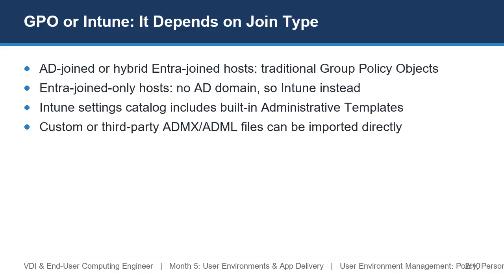Which policy mechanism you use depends entirely on how the session hosts are joined. AD-joined or hybrid Entra-joined hosts can pull traditional Group Policy Objects the same way any domain machine does. Entra-joined only hosts have no AD domain to pull GPOs from, so they're managed through Intune's settings catalog instead, which includes the same category of administrative template settings GPO has always used, plus the ability to import custom ADMX files you've already built.